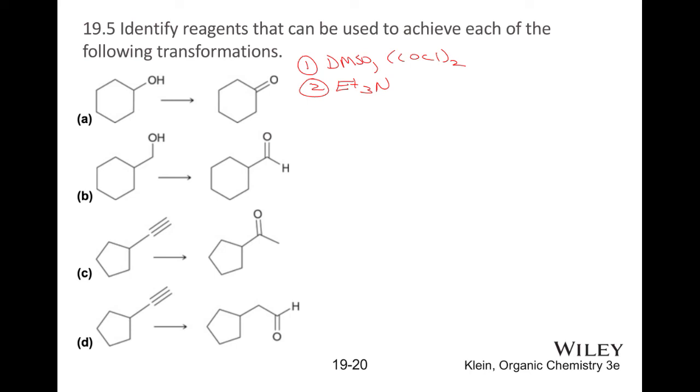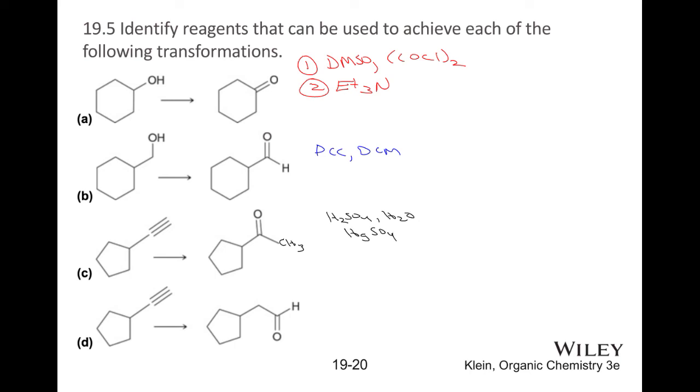What about the next one? You want to convert a primary alcohol to an aldehyde. So any kind of mild oxidizing agent, why don't we choose PCC? That's always a crowd favorite. There we go, pyridinium chlorochromate. For the next one, we have a terminal alkyne and we want to make a methyl ketone. Notice this is a methyl ketone. So for that one, we would use sulfuric acid in water with HgSO4, mercuric sulfate. There we go.